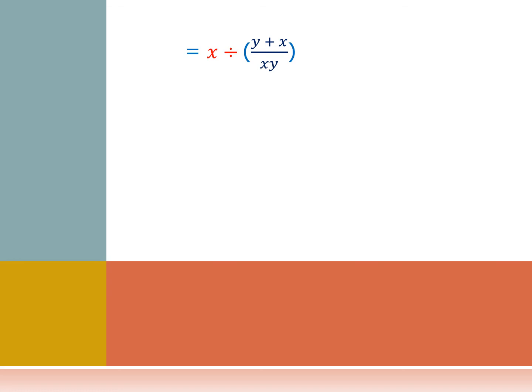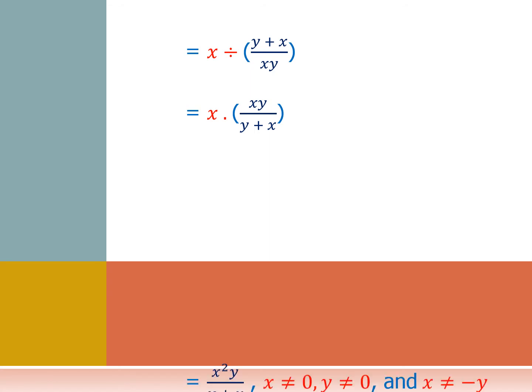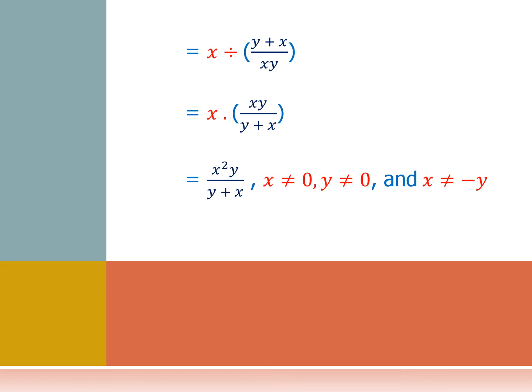Then we can change the division operation to multiplication and swap this expression, swapping y plus x with xy, to get x times xy over y plus x. If you see, we change the position of xy and y plus x because we change the operation from division to multiplication. So we will get x squared y over y plus x, and this is the simplest form of the rational expression.